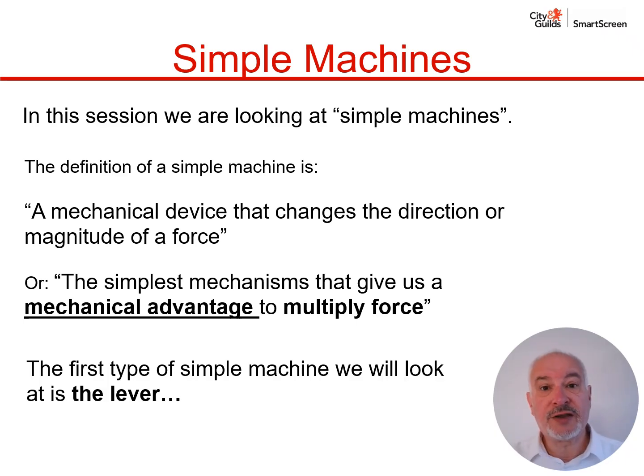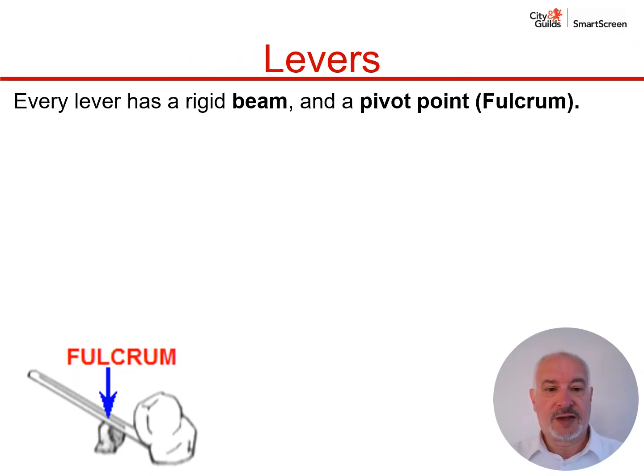So let's take a look at the lever. Every lever has a rigid beam and a pivot point. The pivot point is called the fulcrum, and you'll see in the drawing down the bottom there that a large weight is going to be lifted by this lever, and there's the beam. It's a solid beam, and there's just a small rock that has been placed as a pivot point or fulcrum.